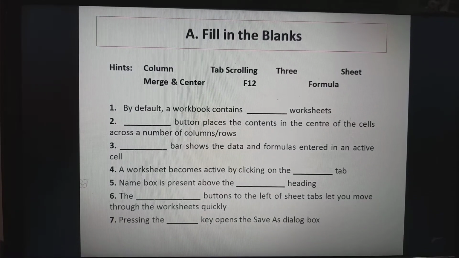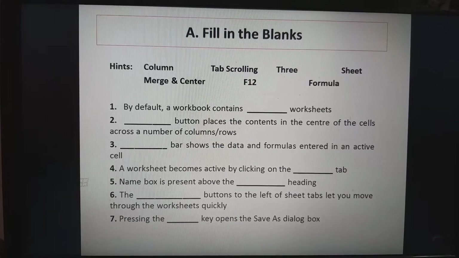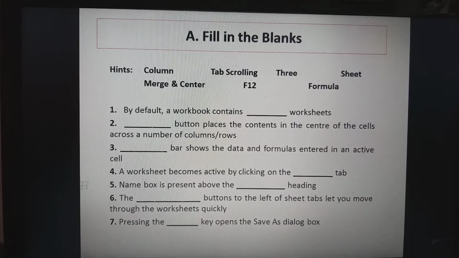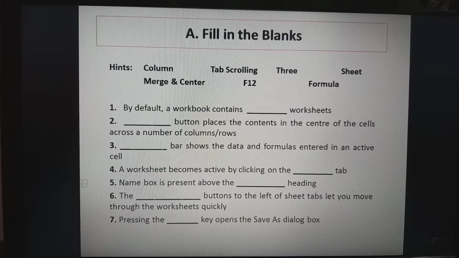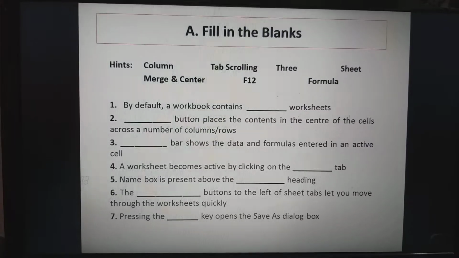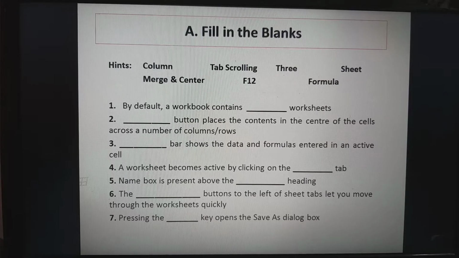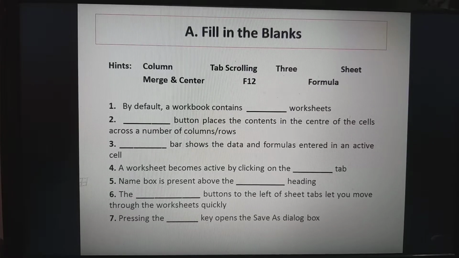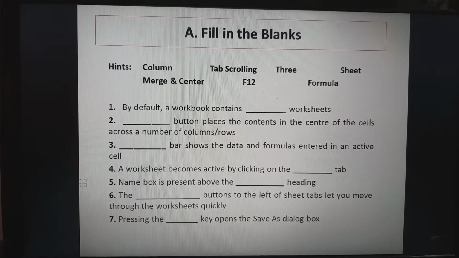Now, we will do fill in the blanks. The hints are column, tab scrolling, tree, sheet, margin center, F12 and formula. Now see number 1. By default, a workbook contains dash worksheets. So, from the hint, you find out the answer. It will be 3. 3 worksheets are Sheet 1, Sheet 2 and Sheet 3, which our workbook contains by default.